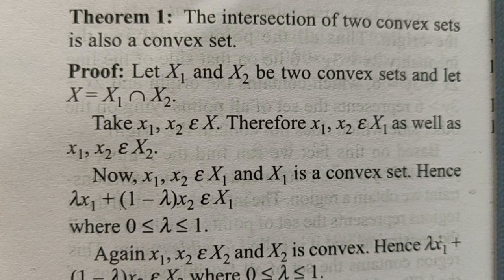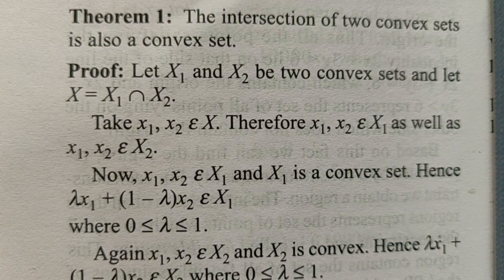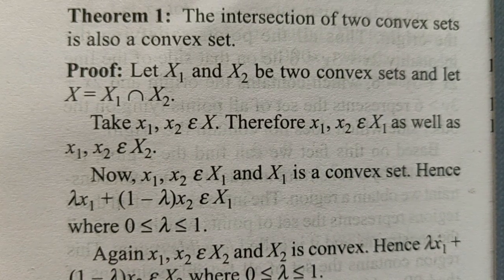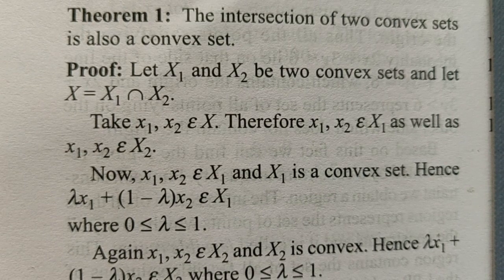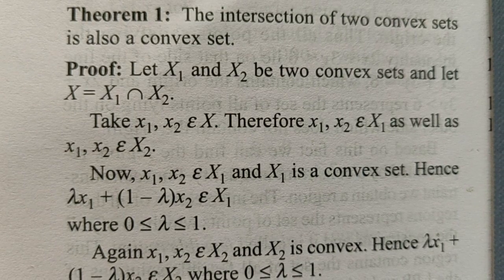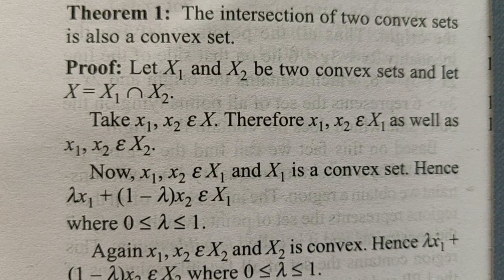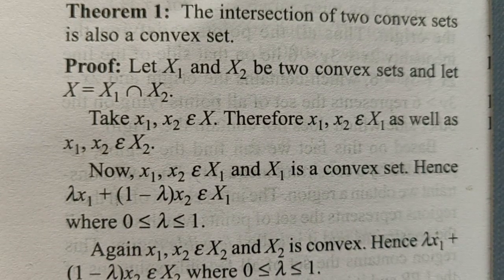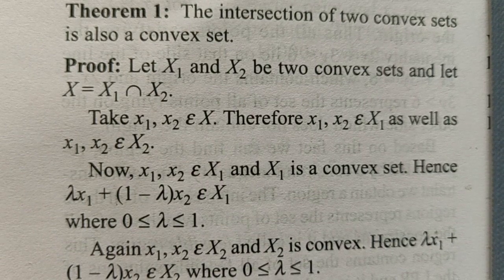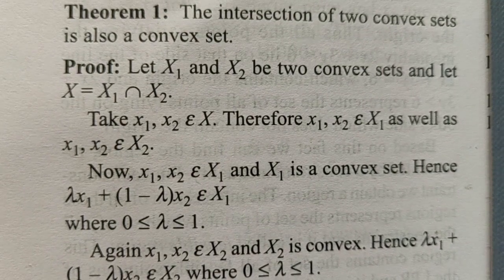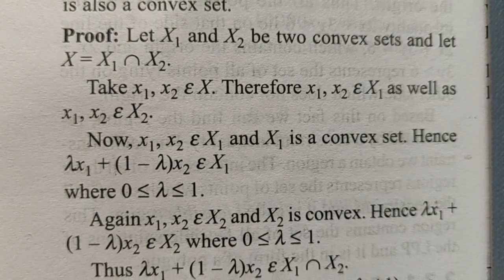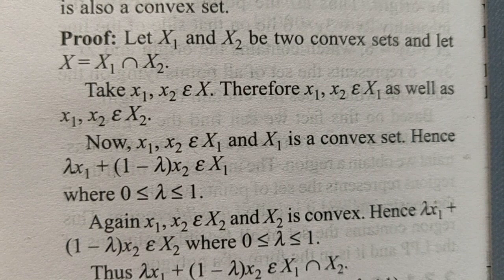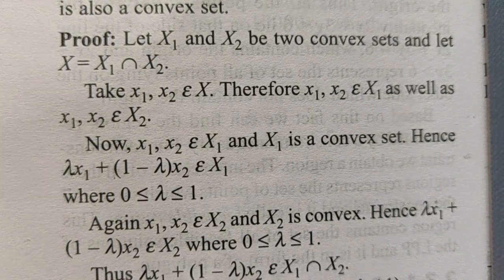As I've just stated, the theorem statement is that the intersection of 2 convex sets is also a convex set. Let us quickly see the proof. For a better understanding, I'll just display the steps so that it will be easy for you to understand when I'm explaining. The proof goes like this. Let x1 and x2 be two convex sets, and let us consider the intersection of them. I call it x1 intersection x2.